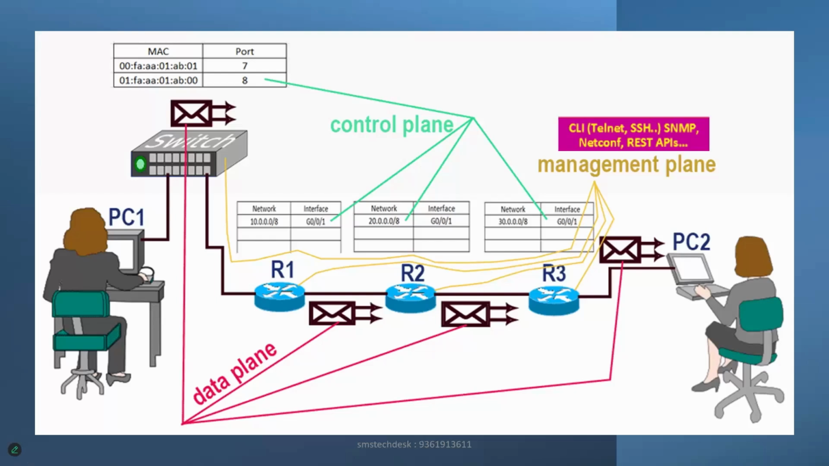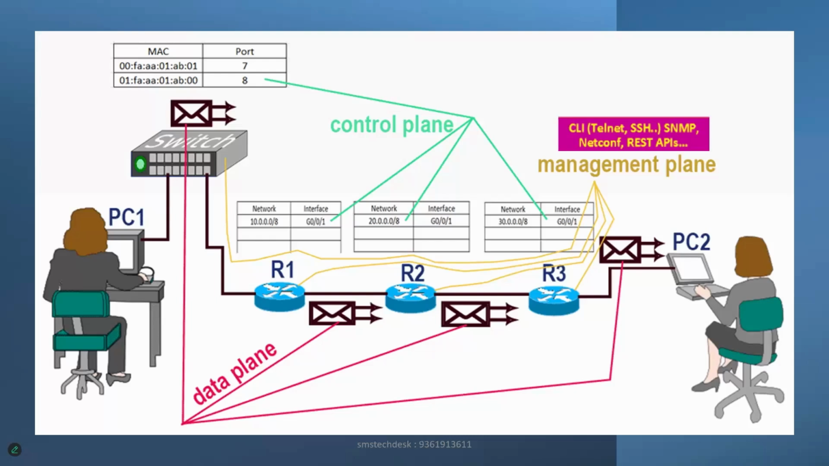Second is the control plane, which is in the green lines here. Now the question comes: how does router 1 know where the PC2 network is, and how does router 2 know where to forward the traffic? Then how does the switch know which port PC1 is connected to? This is where the control plane comes in.